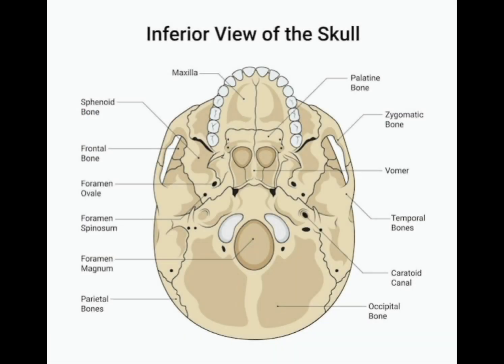Now let's discuss norma basalis. We can also say this is the inferior view of the skull. In this view, the bones included are the maxilla, sphenoid bone, frontal bone, foramen ovale, foramen spinosum, foramen magnum, parietal bone, occipital bone, carotid canal, temporal bone, vomer, zygomatic bone and palatine bone.